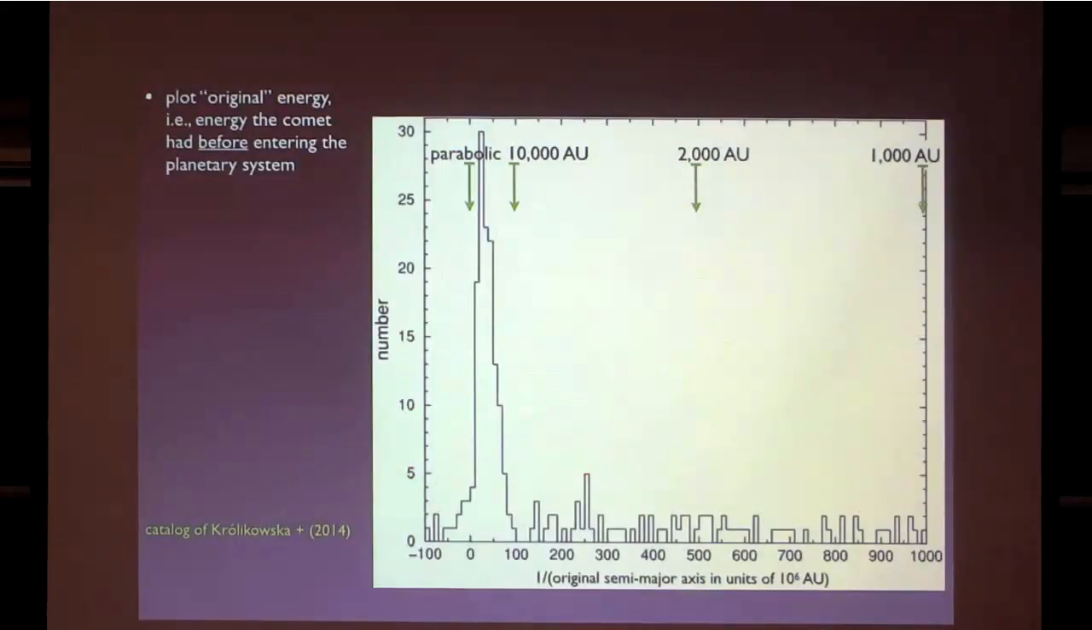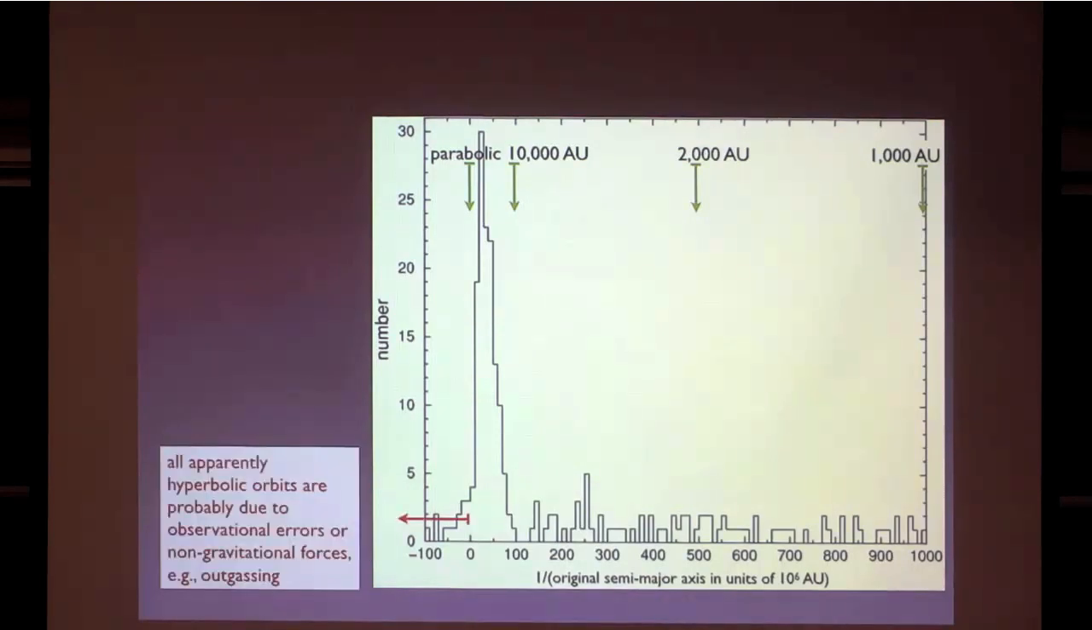This is what a plot of the original energies looks like. So this is 1 over the original semi-major axis in units of 10 to the 6th astronomical units. So this is 1,000 AU, 2,000, 10,000, and parabolic orbits here.